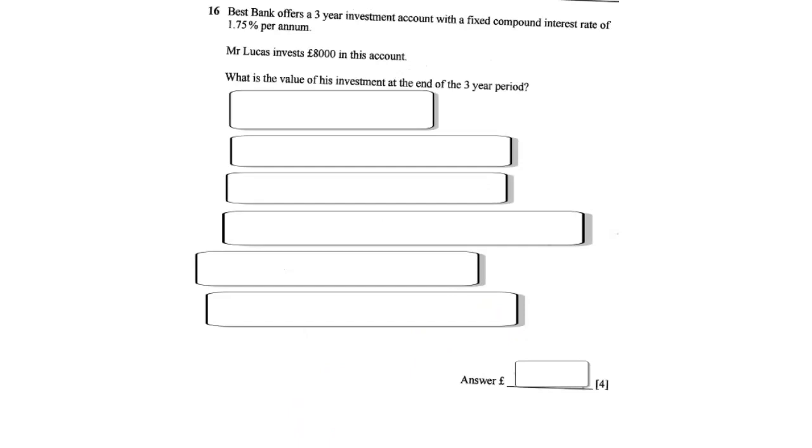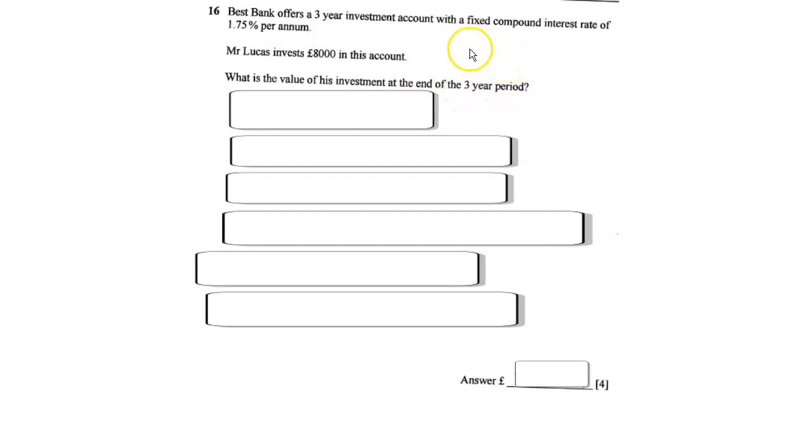Okay, for question 16, this is a compound interest question. It says, Best Bank offers a 3-year investment account with a fixed compound interest rate of 1.75% per annum. Mr. Lucas invests £8,000 in this account. What is the value of his investment after the 3-year period?